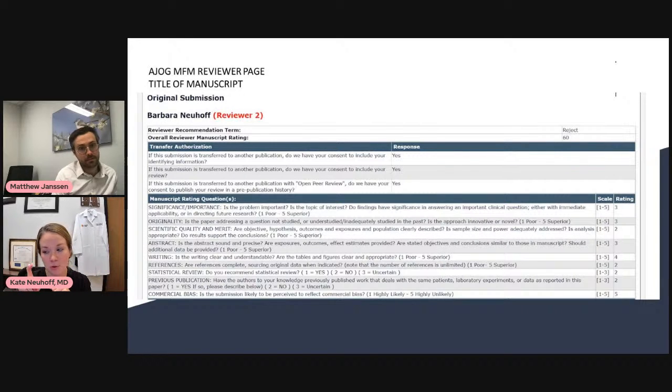It's also a place where you can put comments if you are really concerned about significant bias that wasn't addressed, or any kind of major things that you think you need to point out to the editors that really aren't appropriate or necessary for the authors to see. So it's your opportunity to have a confidential communication with the editor.